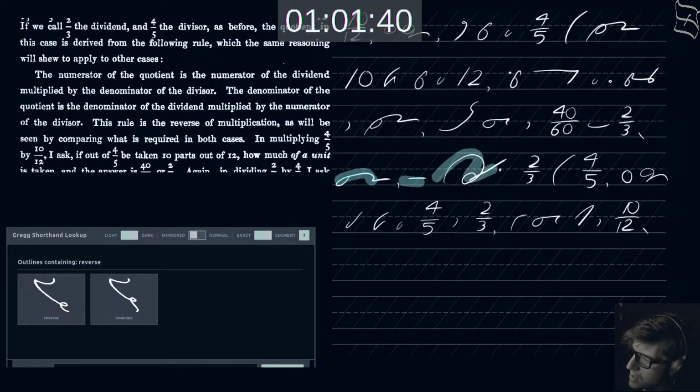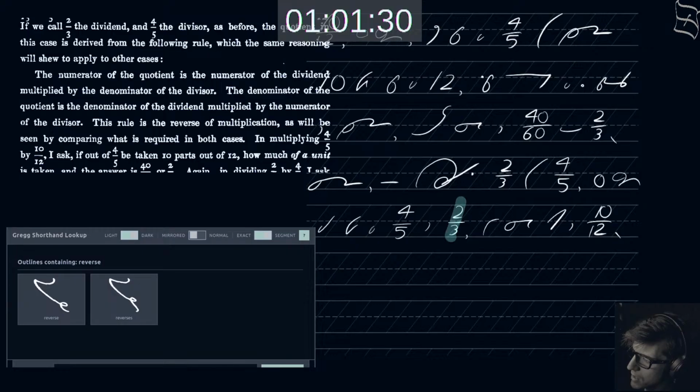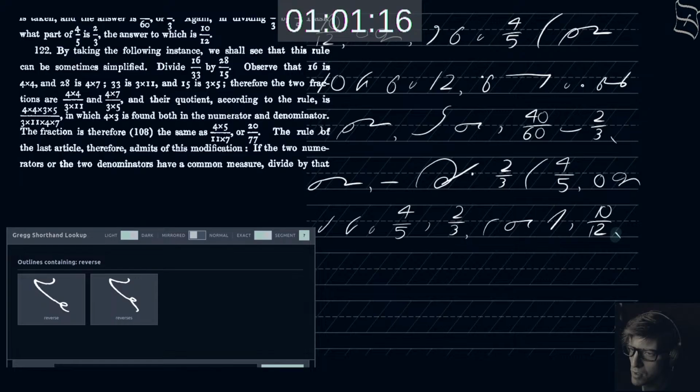Again, in dividing 2 over 3 by 4 over 5, I ask, what part of 4 over 5 is 2 over 3? The answer to which is 10 over 12. And there we go. That's the conclusion of 121.